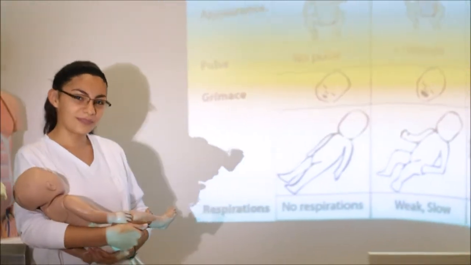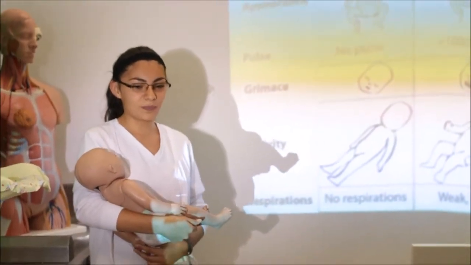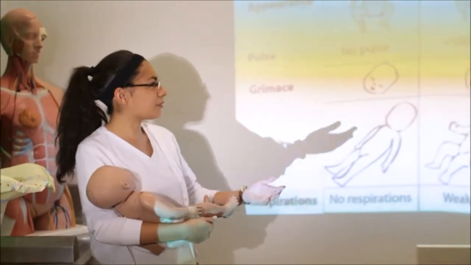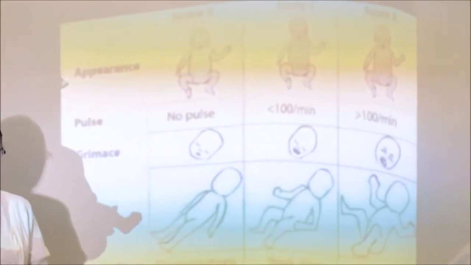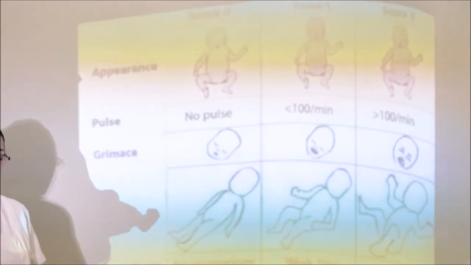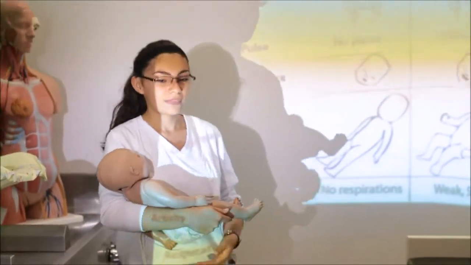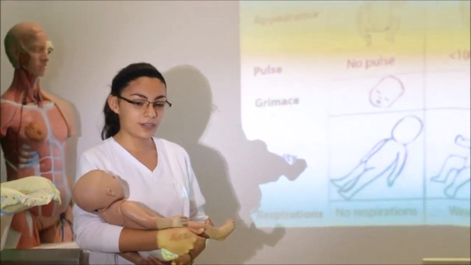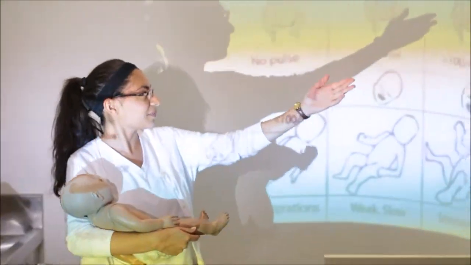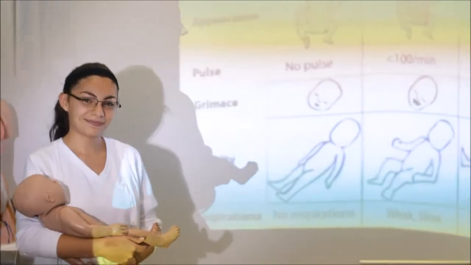The skin color. If the skin color is pale or blue, the infant scores 0. If the baby's body is pink and the extremities are blue, the infant scores 1 for color. If the entire body is pink, the infant scores 2 for color.